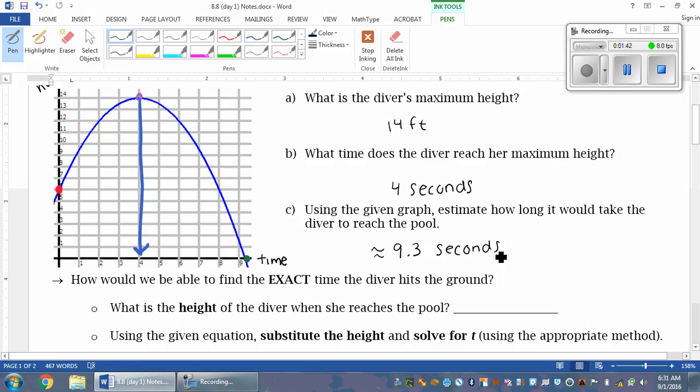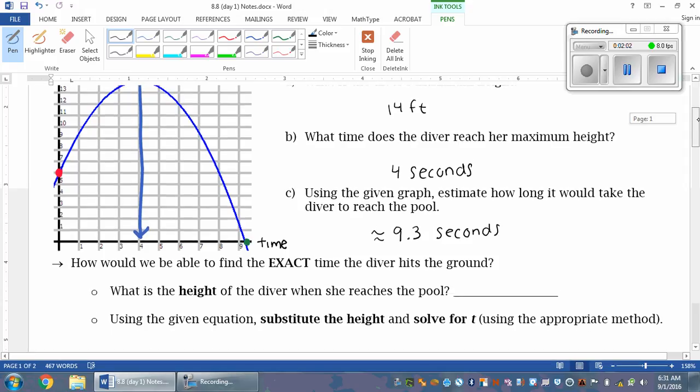Now today what we're going to learn how to do is find the exact time the diver hits the ground or the pool, because normally an estimation is not always very accurate. Someone might say 9.5, I might say 9.3, someone even might say 9.2. We need to know the exact time.